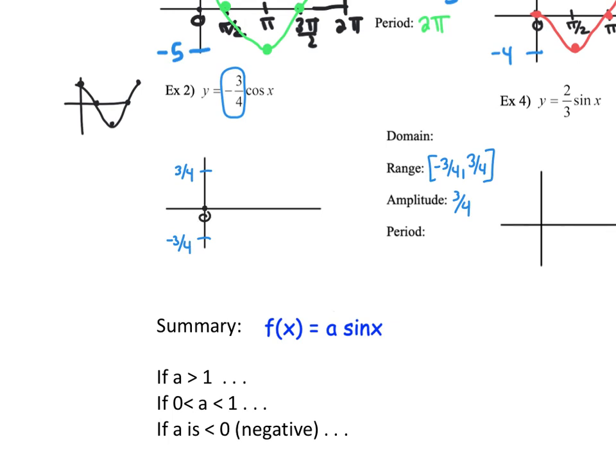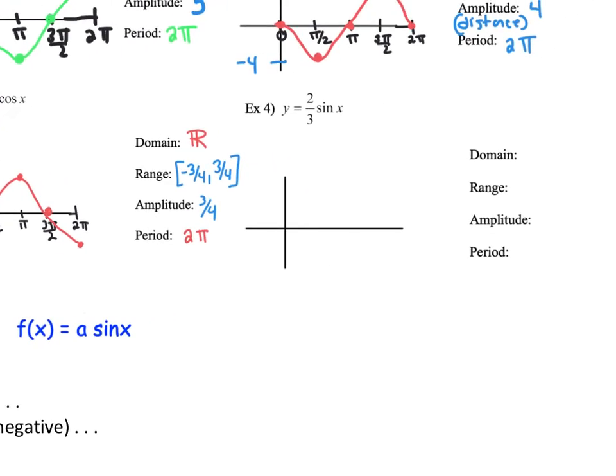My x values are still 0, pi over 2, pi, 3 pi over 2, and 2 pi. But now when I go to plot these points, remember the shortcut that we just learned. Because that's negative, we know that this graph is going to flip, which means instead of starting at my highest point, I'm actually going to start down here at my lowest point. Then the middle, then my highest point, back to the middle, back to my lowest point. So it's a flipped cosine graph looking like this. Now keep in mind the period is still 2 pi, the domain is still all real numbers.